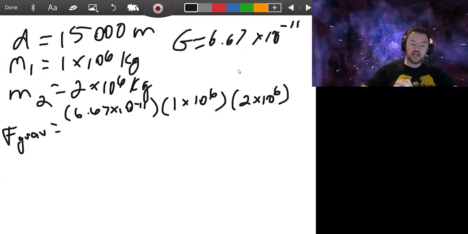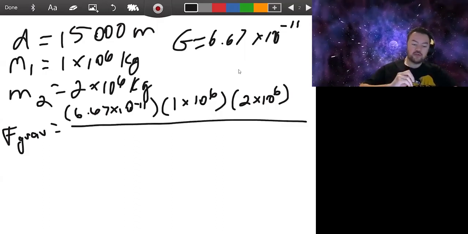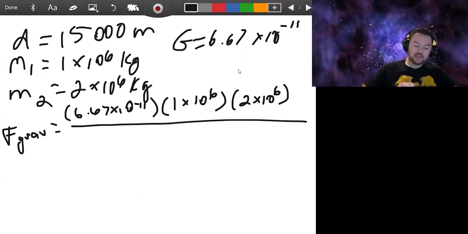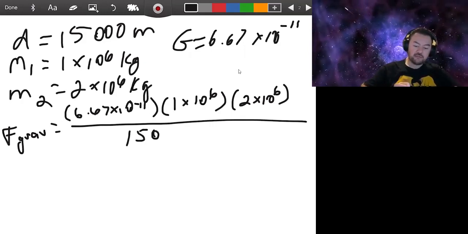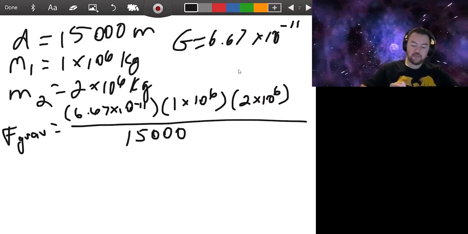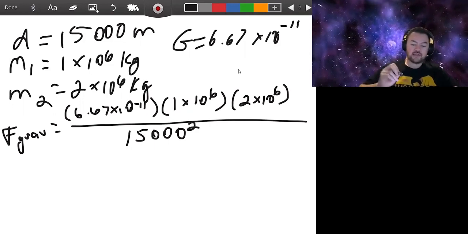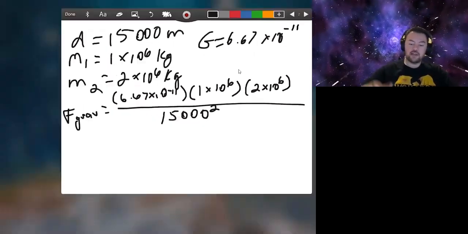There we go. That's the top half. Now let's do the bottom half. We're going to take our distance, which is 15,000 meters. Remember, this has to be in meters. And we're going to square that distance. We're going to be able to calculate that force.